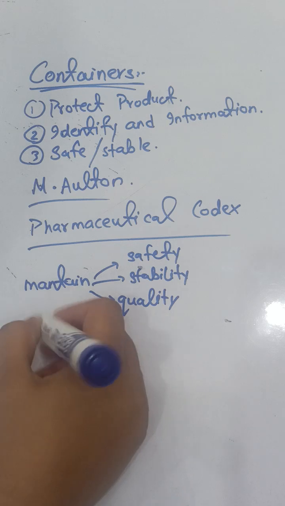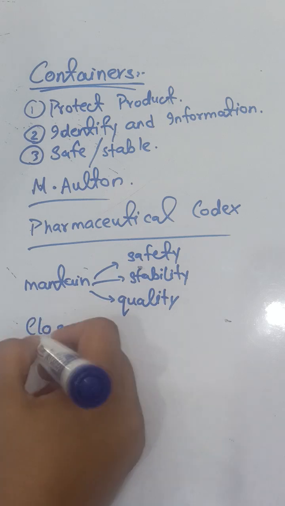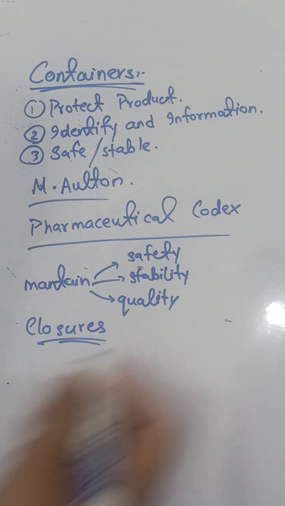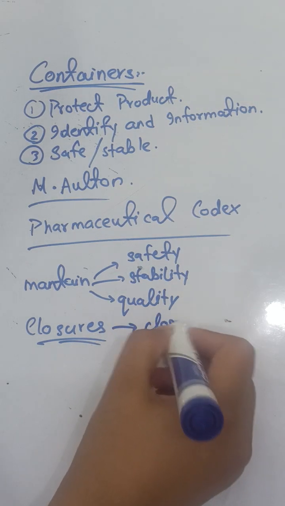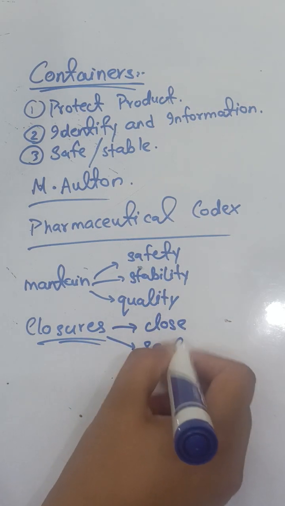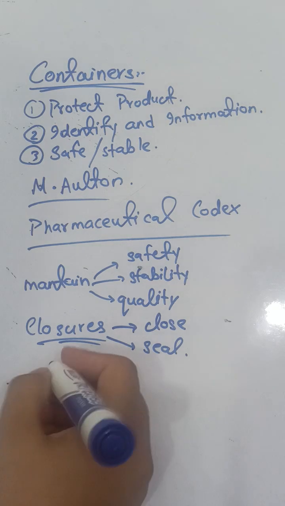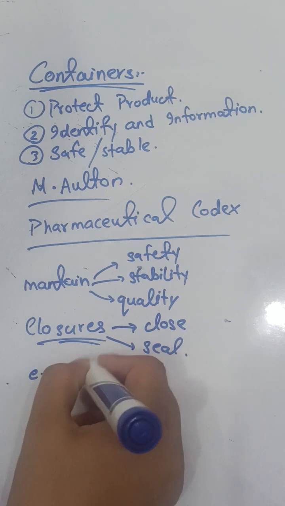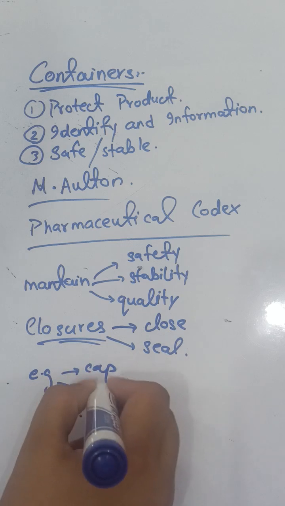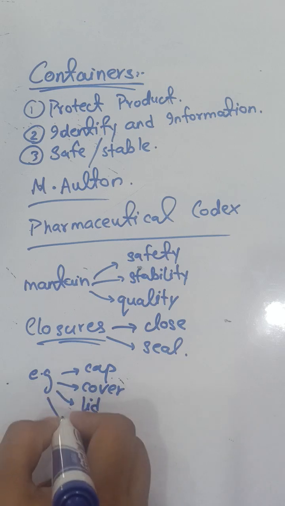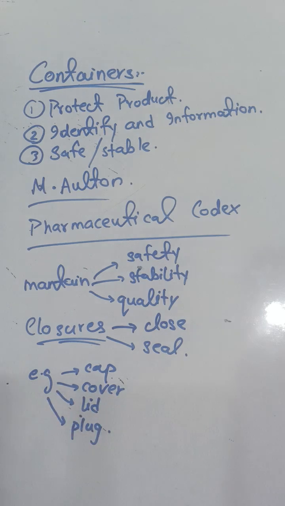Next thing is the closures, something that is going to close our container. These are devices used to close or seal a bottle. So they are going to close or seal our container. Two purposes it has. Okay, so examples of the closures are here. It could be a cap, a cover, different names of the closures. It can be a lid, it can be a plug, anything.